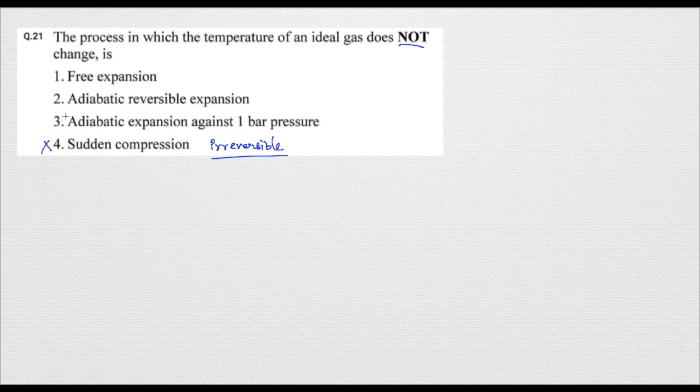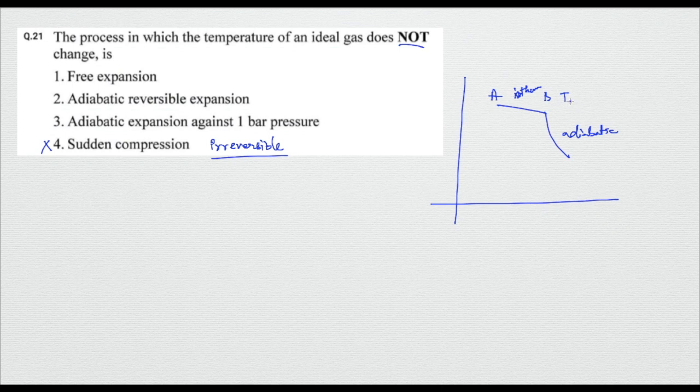Talking about the second option, that is adiabatic expansion, and both are adiabatic expansion. Basically one is reversible, and the other one is against 1 bar pressure. You should know that in adiabatic expansion, you have studied the Carnot cycle. This was isothermal expansion, and this was adiabatic. In the adiabatic step you might have seen that the temperature was T2 over here, and from B to C, at this point it became T1, so the temperature changes.